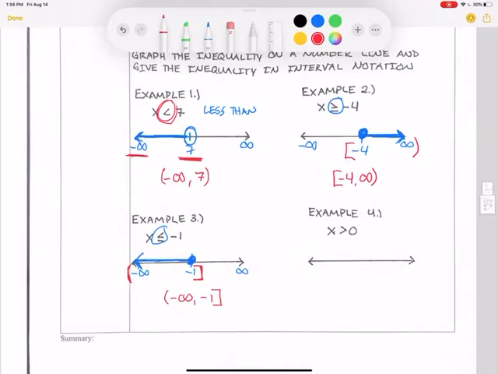In example 4, I have x is greater than 0. So starting at 0, anything greater than 0 is going to be to the right of it. So I'm going to fill that in. And greater than means I'm just using parentheses. And I always use a parenthesis on infinity. So my interval will be from 0 to positive infinity. And that is interval notation and inequality symbols.